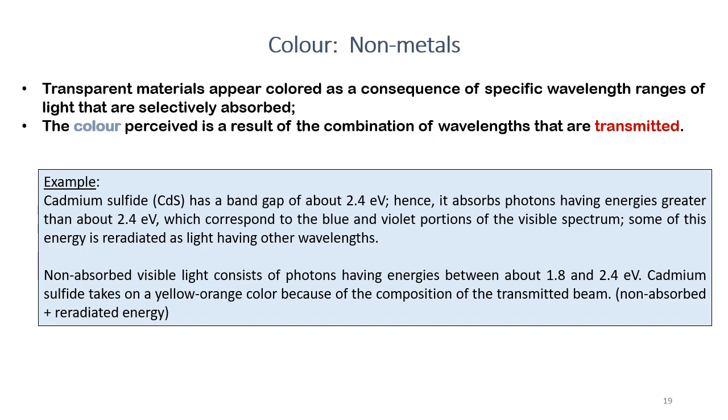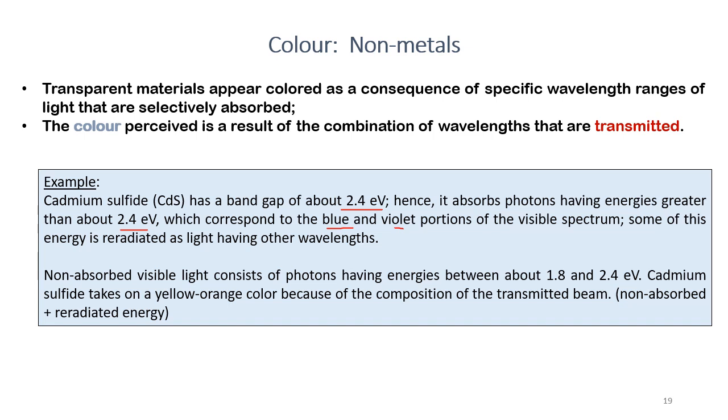Color of nonmetals: transparent materials appear colored as a consequence of specific wavelength ranges of light that are selectively absorbed. The color perceived is a result of the combination of wavelengths that are transmitted. For example, cadmium sulfide has a band gap of about 2.4 electron volts. Hence, it will absorb the photons having energies greater than 2.4 electron volts, which correspond to the blue and violet portion.